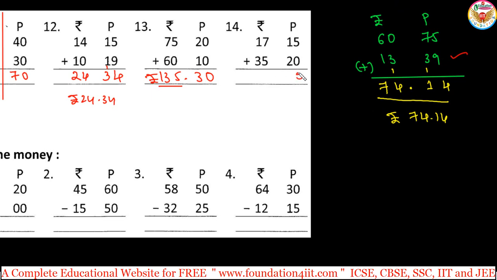You can see the next one here. 5 plus 0 is 5. This is 3. 7 plus 5 is 12, 1 carry, right, 5. So 52 rupees, 35 paisa.